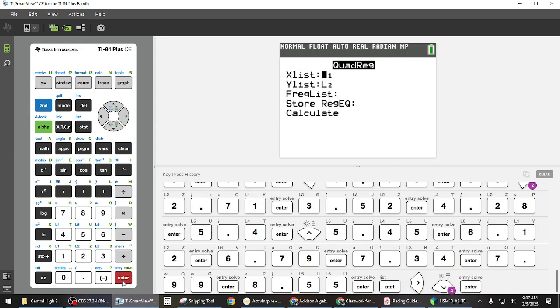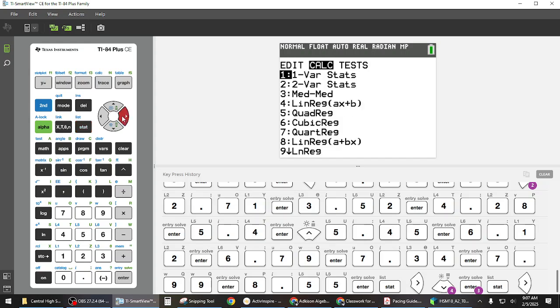Okay, here's where you need to check, and why we reset our calculator, because it defaults to list 1 and 2. So if you put your data somewhere else, you need to change that to like 3 and 4. So just arrow through those. That was stat, arrow to the right to calc, and then just number 5, quad reg.